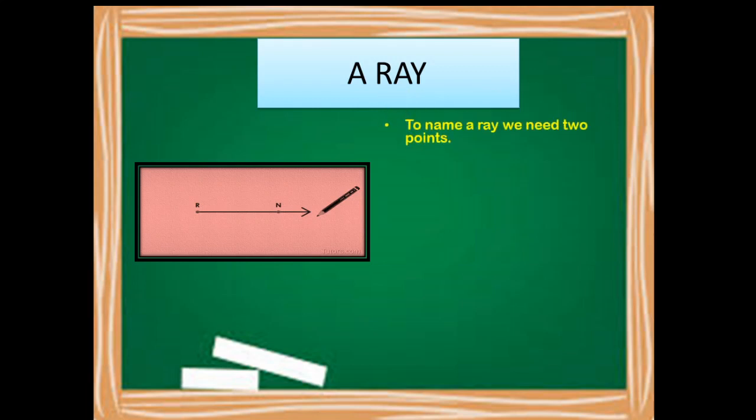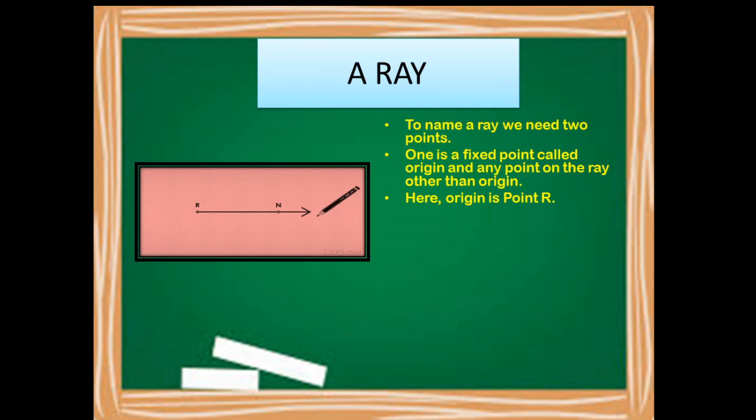To name a ray, we need 2 points. As in the diagram, we have 2 points, that is point R and point N. One is a fixed point called origin. That is point R, which is a fixed point called the origin. Now we have one more point on the ray other than that origin, that is point N. Now the origin is point R and the other point is point N. We can name the ray as ray RN. That means we always have to name the ray from its origin to the end point or the arrowhead.